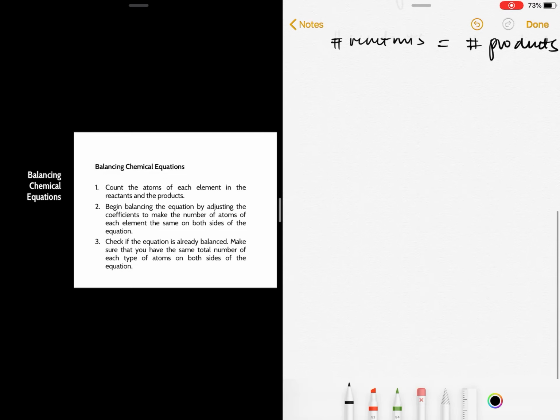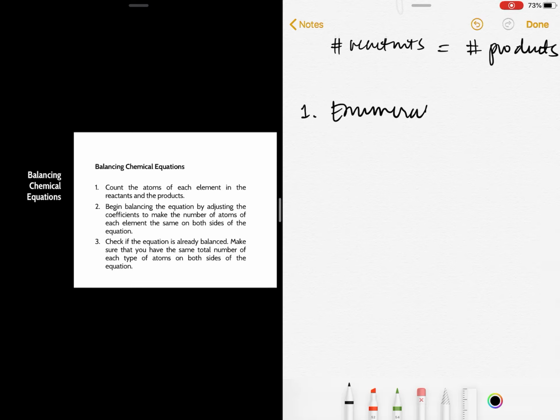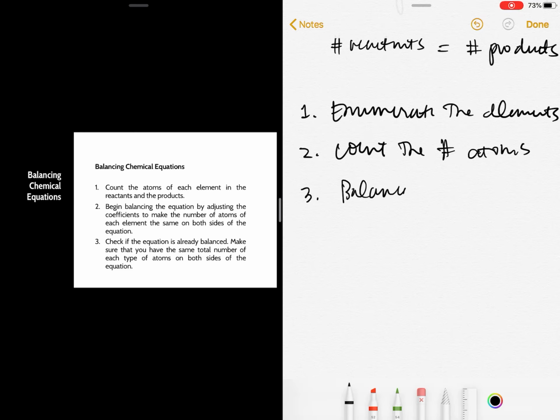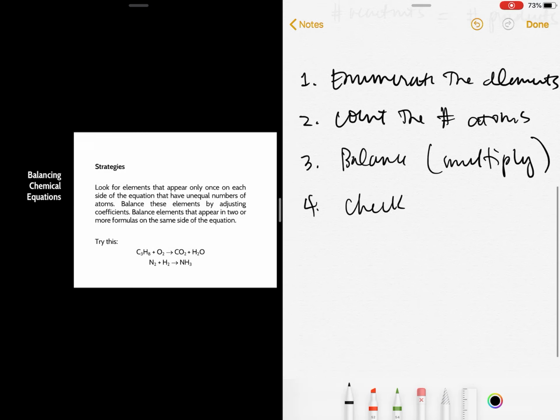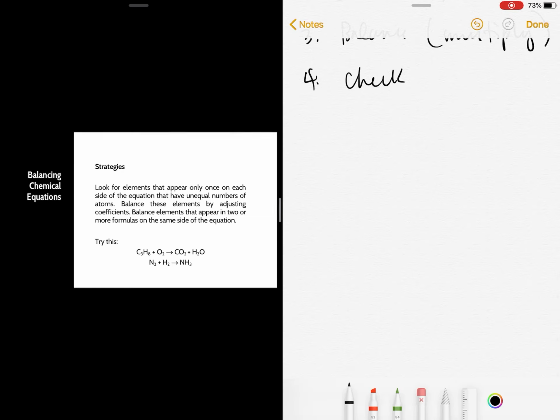So, what are the steps, no, in balancing chemical equations? Step 1, enumerate the elements. Step 2, count the number of atoms. And step 3, balance. And how do you balance? You multiply it with a whole number. And step 4, check. Check if your equation is already balanced. So the strategy here is you start with elements that occur only once in both sides of the equation.